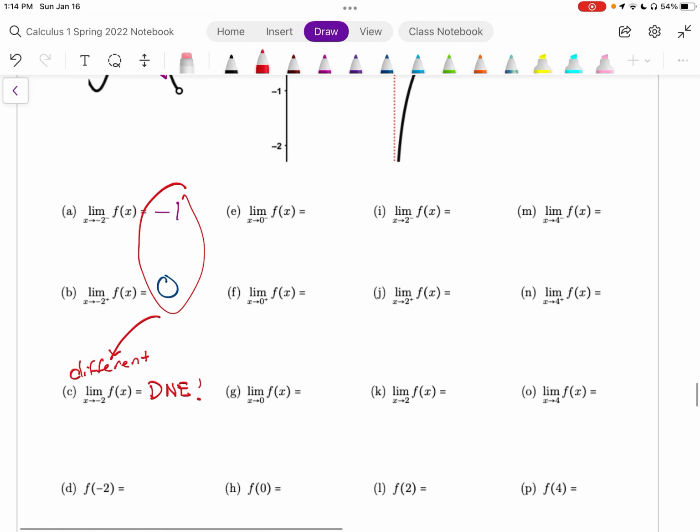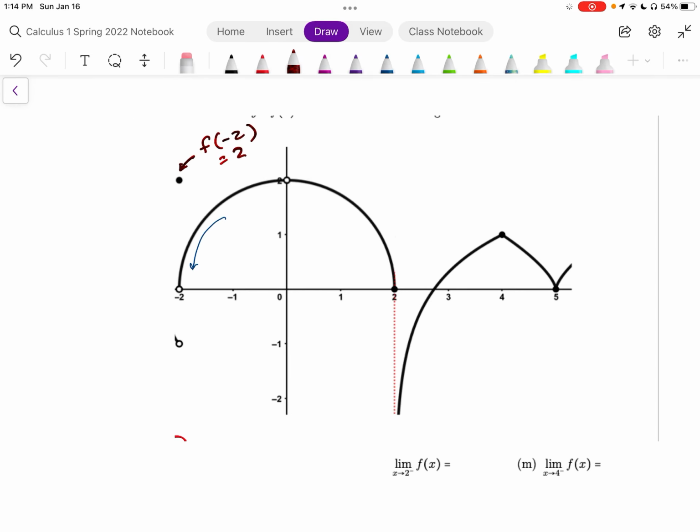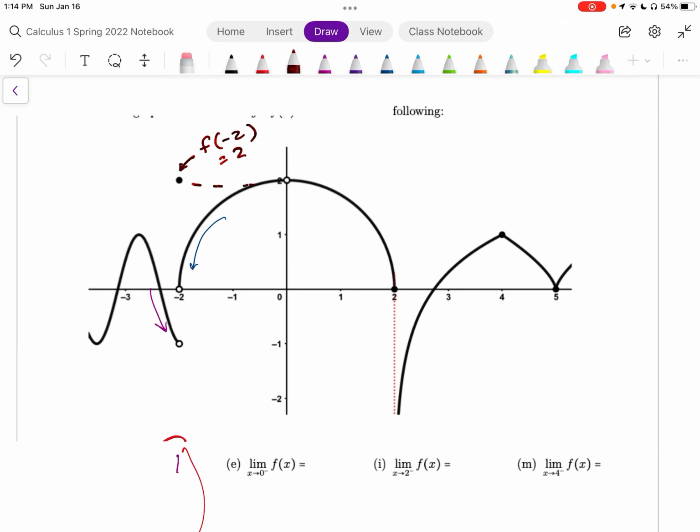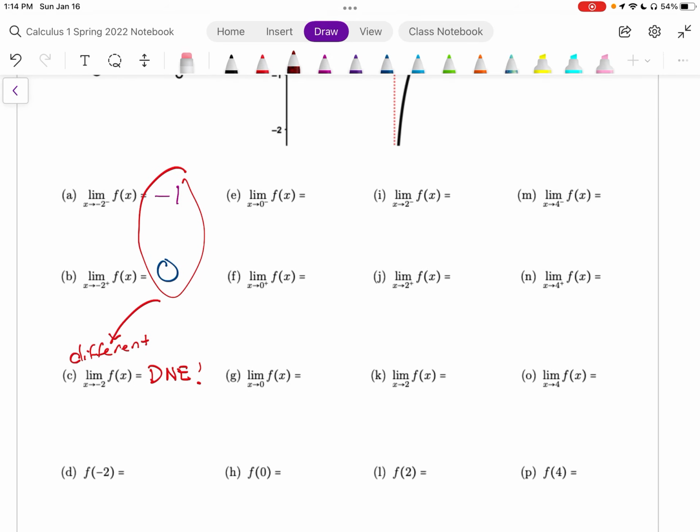All right, so what is f of -2? Like pretend you'd never learned limits and I just asked you what f of -2 is. Well, if I went to look at what the value of the function is when I plug in -2, where does it actually exist? It exists right there. That right there is f of -2, so it equals 2. That's where it equals 2. So we're just going to say 2.